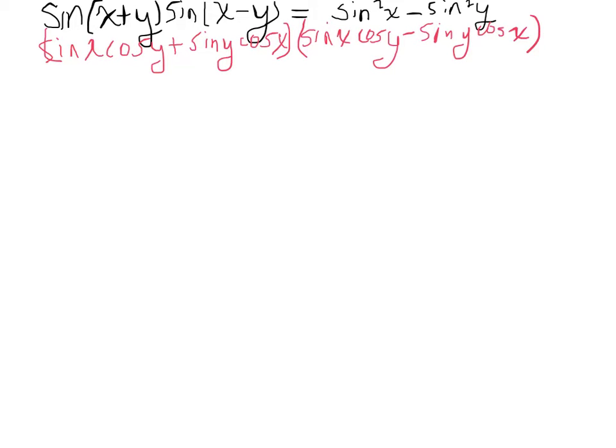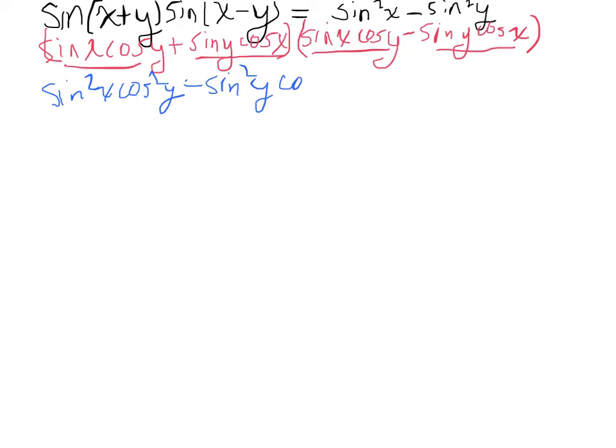The next step, we multiply that out. Well, that's (a + b)(a − b), so we get the difference of two perfect squares, which is sine squared x cosine squared y minus sine squared y cosine squared x.